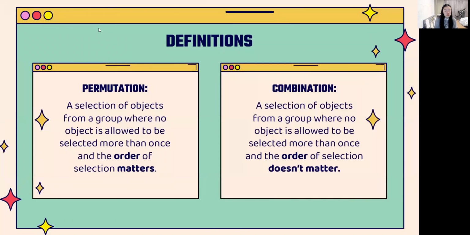So permutation is the selection of objects from a group where no object is allowed to be selected more than once and the order of selection matters. That is the important part to remember. Permutation is when order matters. Combination is the selection of objects from a group where no object is allowed to be selected more than once and the order of selection does not matter. So this is important. Permutation, order matters. Combination, order doesn't matter. There's one thing you take notes on. It's that.